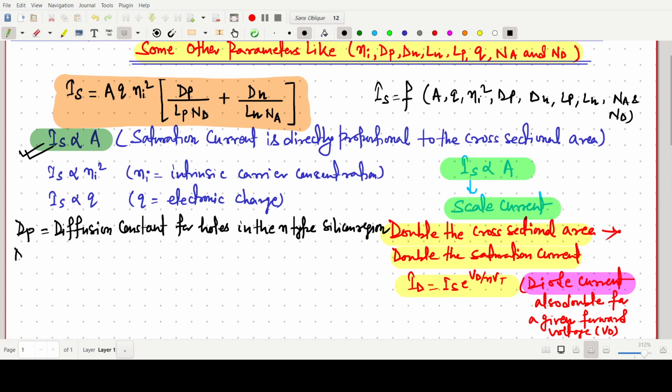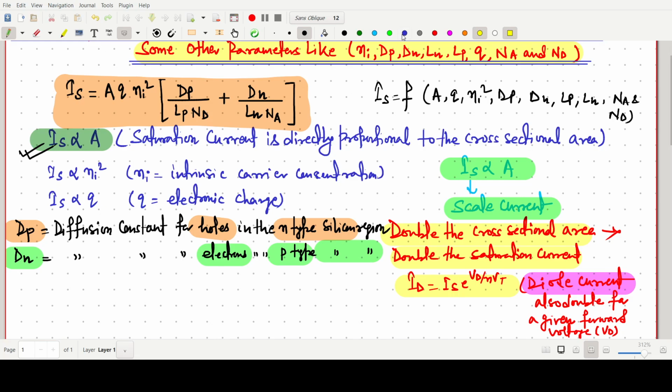Dn is simply the diffusion constant for electrons in the p type silicon region. Let's hear once again: Dp is the diffusion constant of holes in the n type silicon, and Dn is the diffusion constant for electrons in the p type region. Clear.